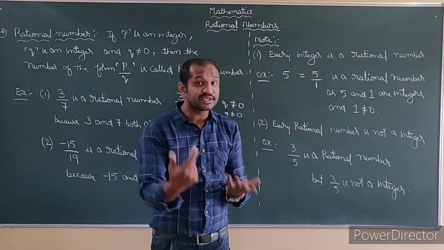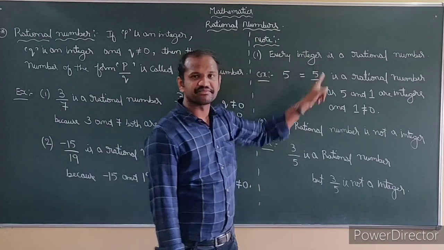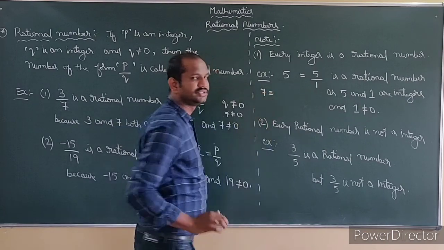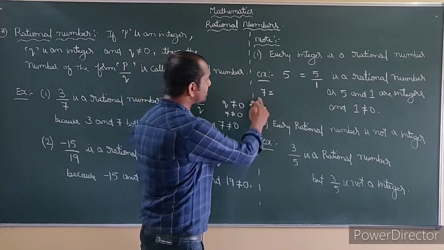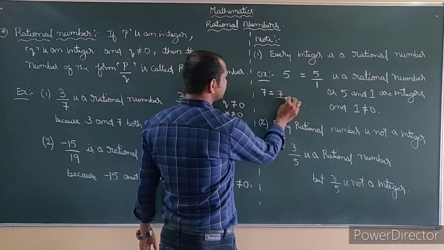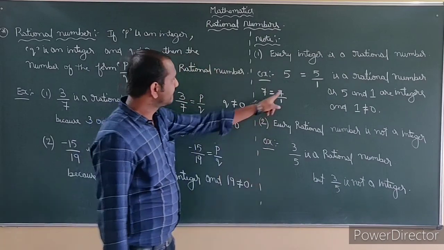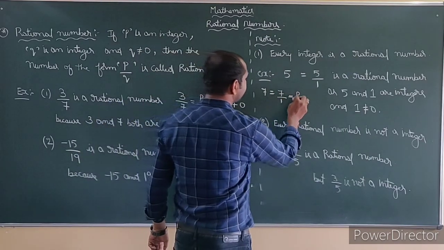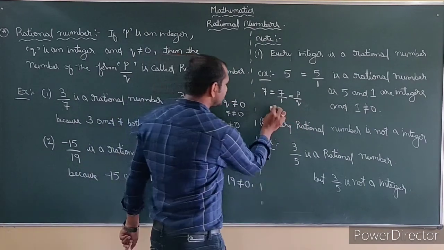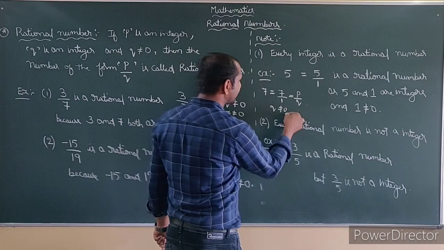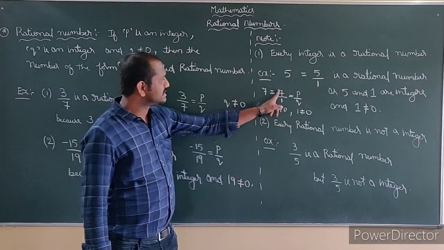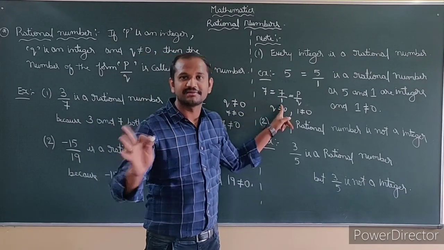So from this we can understand that any integer is a rational number. One more example let me show you. See, I have taken 7. So what will be the denominator? No doubt 7 is an integer, so I can write this as 7 by 1, where 7 by 1 is in the form of p by q. What is the condition for a rational number? This q should not equal 0. So since 1 does not equal 0, 7 by 1 is a rational number.